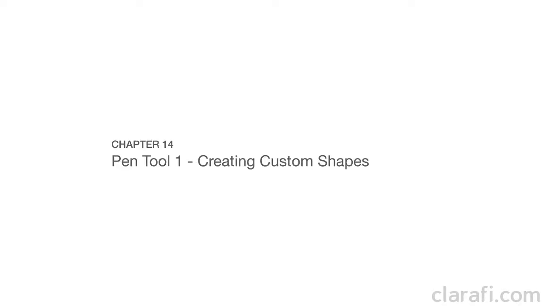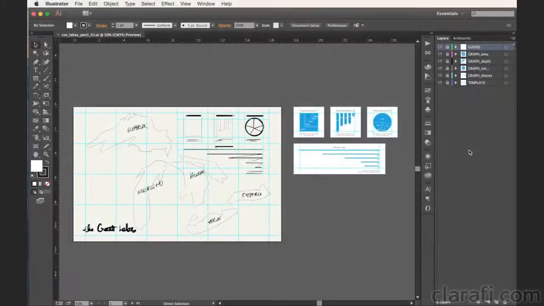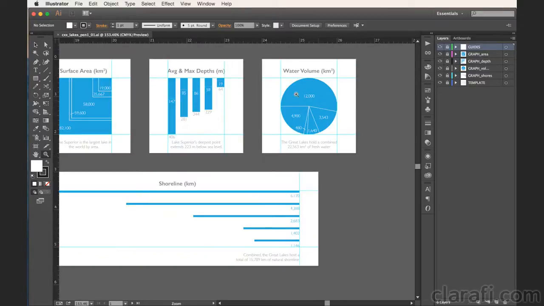Welcome back to Illustrator for scientific visualization. In the last chapter, we fixed up the final graphs. And since then, I've also added in the data that we were missing. So we now have numbers for water volume and for shoreline.